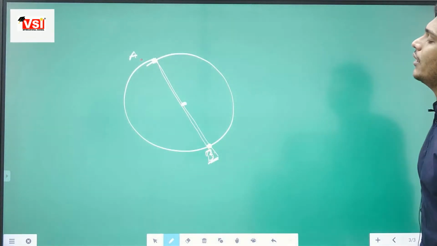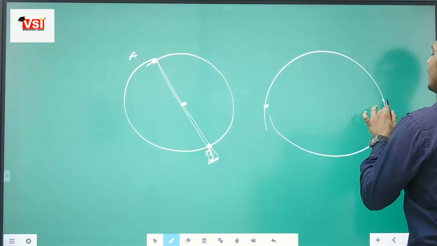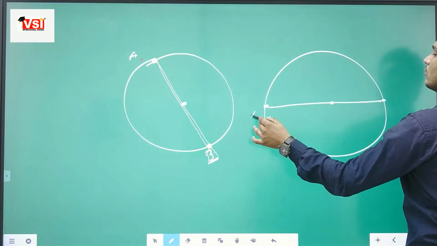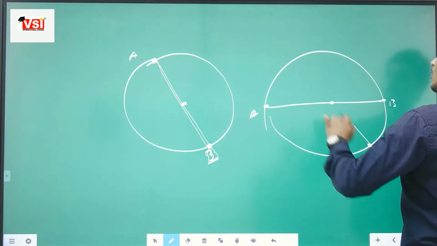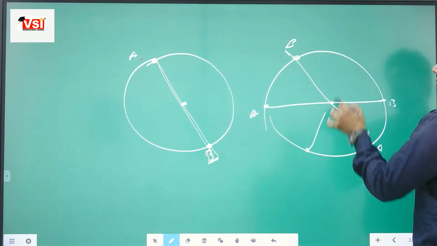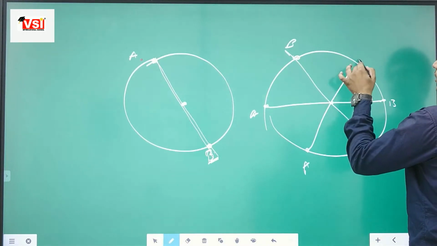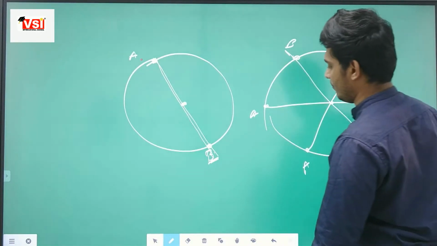Here A and B are diametrically opposite. It could be written as also, if A is here, then B will be here. If A is here, diametrically opposite, B will be here. If A is here then diametrically opposite B will come here. Okay, A and B.